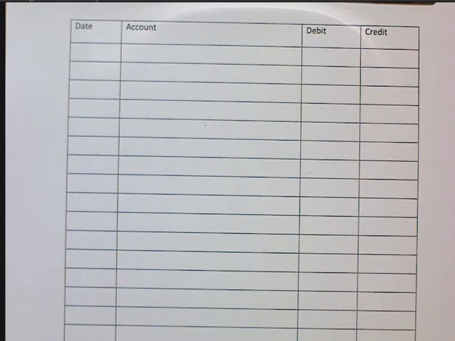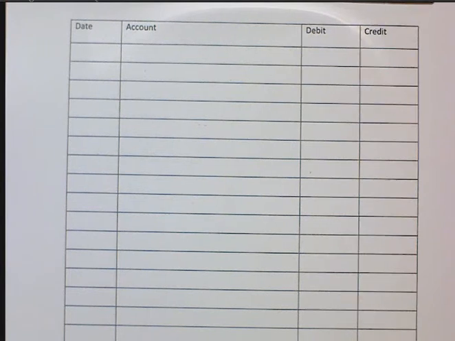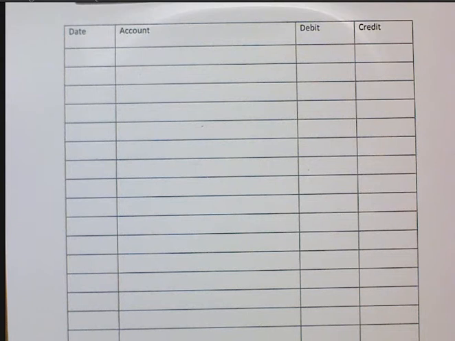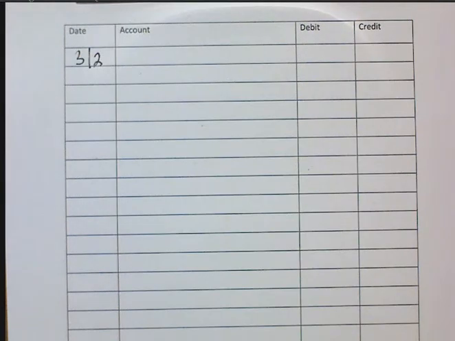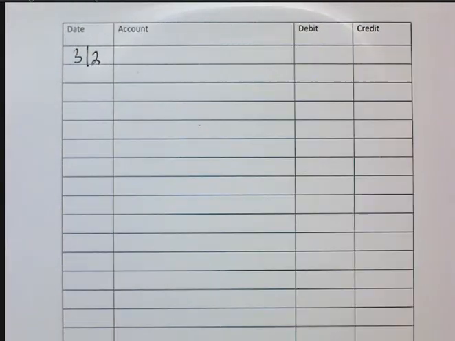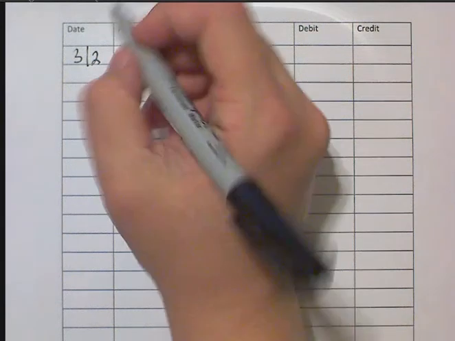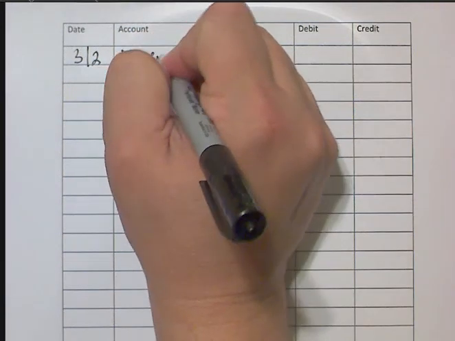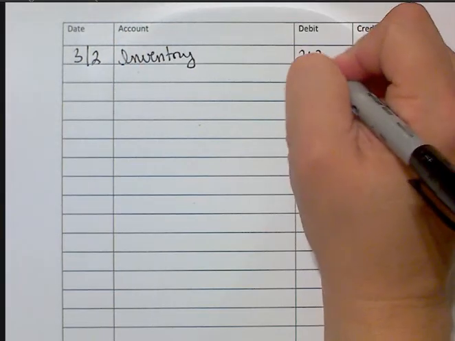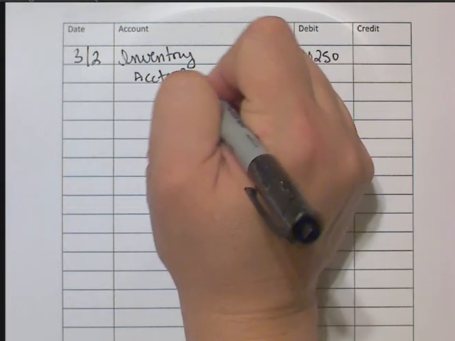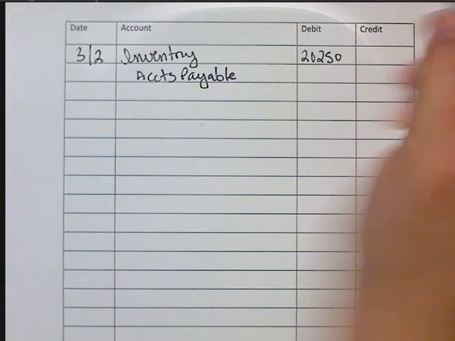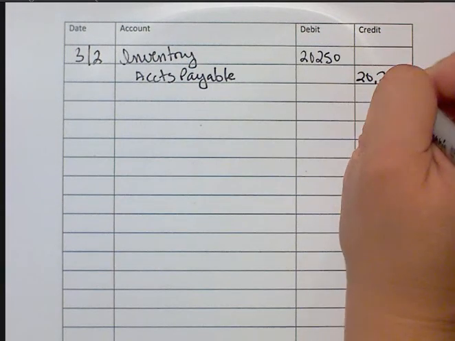So our first transaction occurs on March 2nd. We're going to buy inventory for $20,250. So we're increasing our inventory account, so we need to debit inventory. And we're buying it on credit. So we're going to credit accounts payable for $20,250.